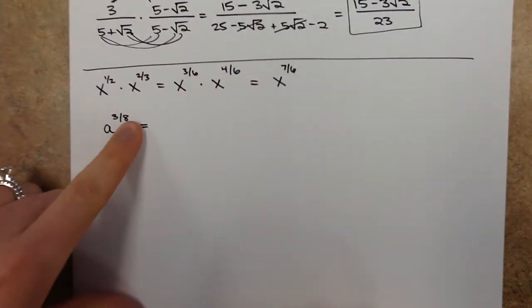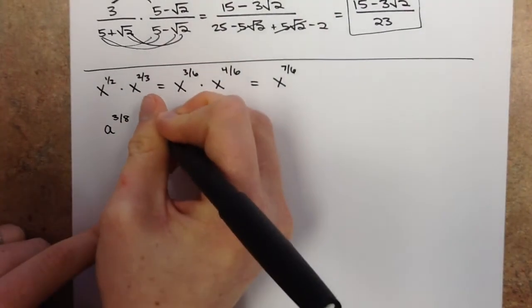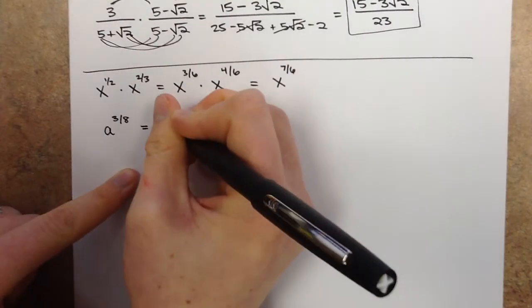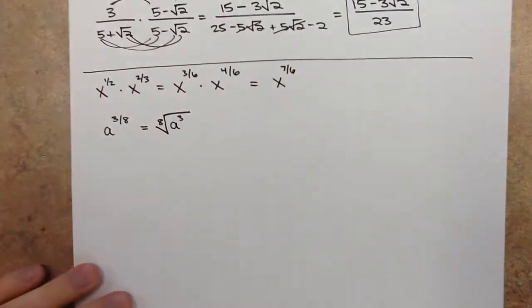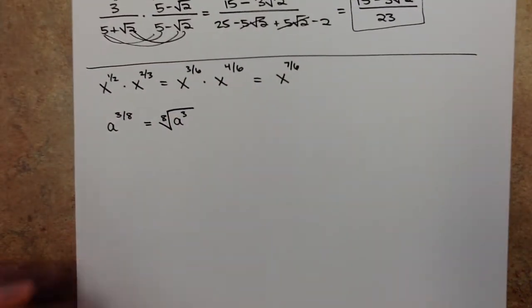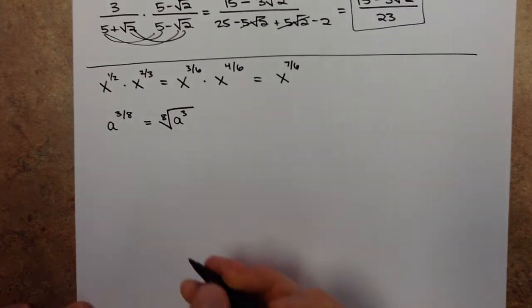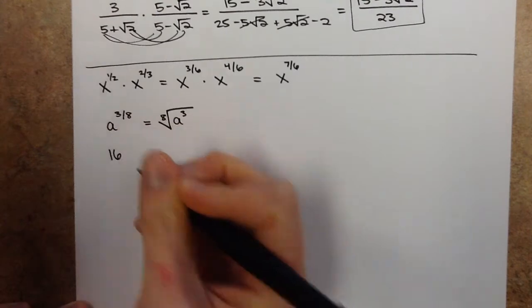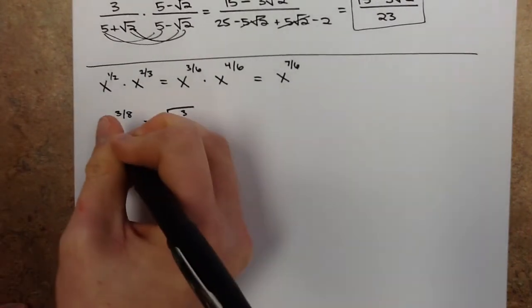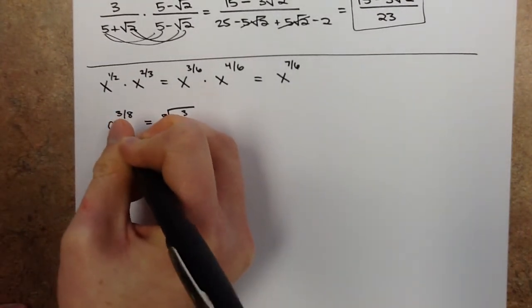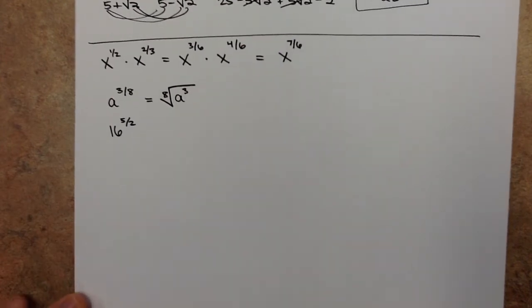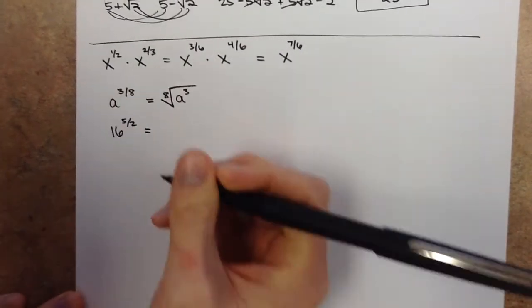Radical form, the denominator becomes the index of a radical, and then you keep the numerator with your variable like that. Okay, so we can also do something really similar with numbers. Like we might take 16 and raise it to the 5/2 power, for instance. So what you do is, remember, the denominator becomes the index.